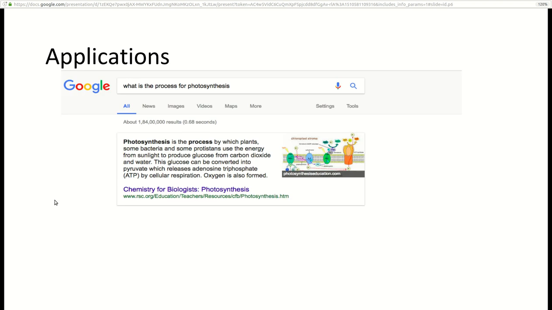Now coming to the application part, the following screenshot shows the extractive summary generated by Google for a given query. Since it is extractive, the summary does not directly answer the query asked by the user, instead it provides the best match sentence from the top ranked page. If the proposed model is used, a personalized abstractive summary could be generated.